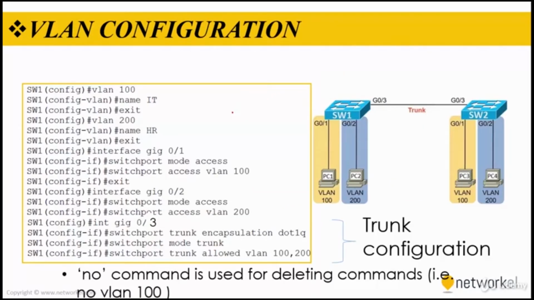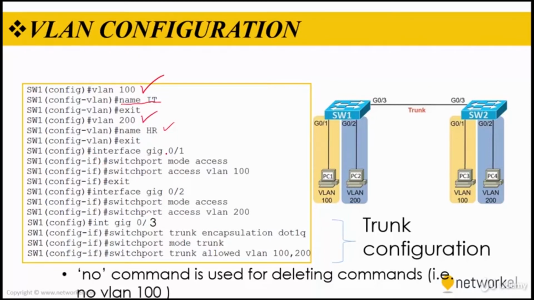Here are the configuration steps of the VLANs. First, we are creating the VLANs in the configuration mode. For example, VLAN 100, and we can define a name. This is arbitrary. And we are defining VLAN 200 and the name of it too.